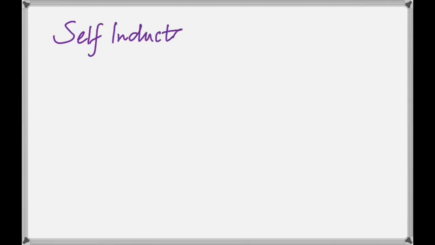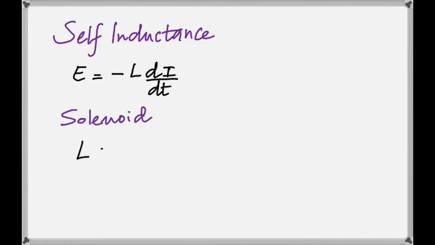Then we come to self-inductance. Self-inductance is basically defined this way, one of the formulas. This is the self-inductance. So the induced EMF is negative of the self-inductance times the rate of change of current. What is the unit of inductance? Henry. Okay.